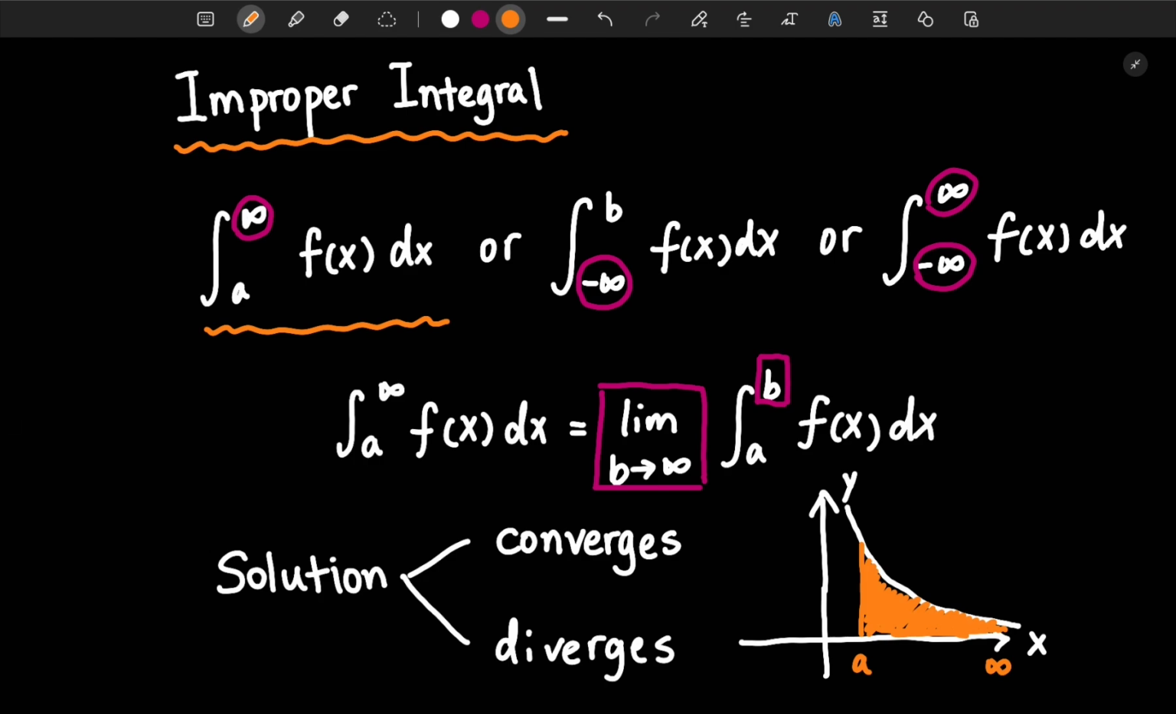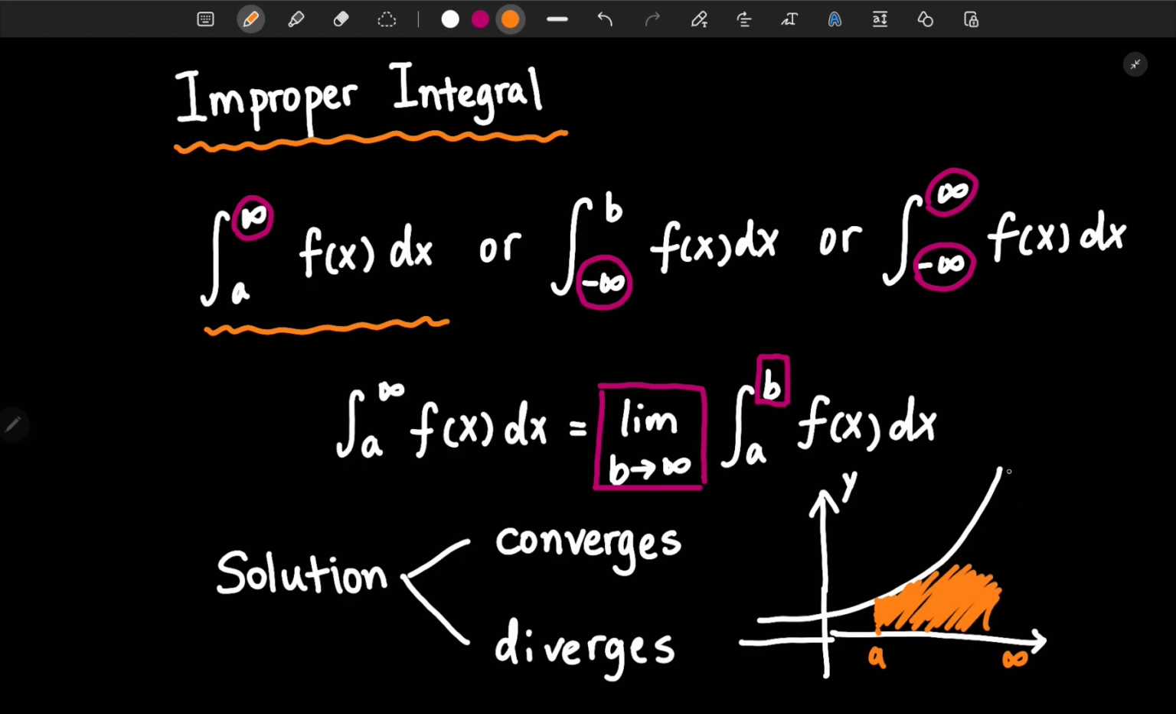Whereas if the function diverges, let me show you a different graph. In this case, we can see as we go to infinity, the area under the curve grows larger and larger. There's not a finite value for that. That's what divergence means.